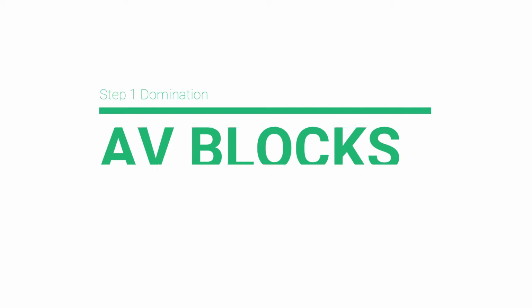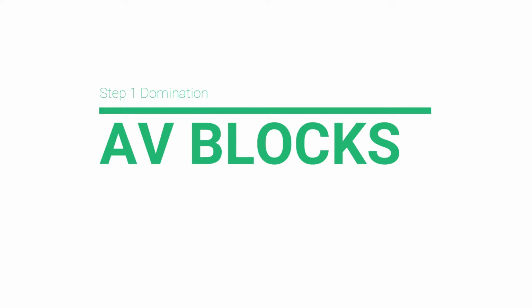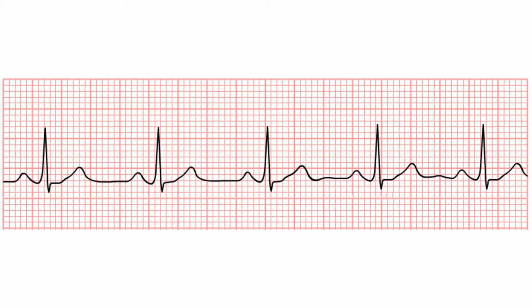Guys, this is going to be a really quick video talking about AV blocks. So this is basically all of the blocks, the 3 or 4 types of blocks that can happen in the heart with characteristic EKG findings. So let's get right into this.